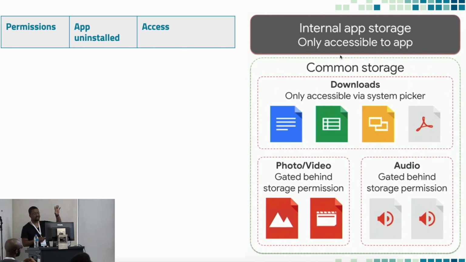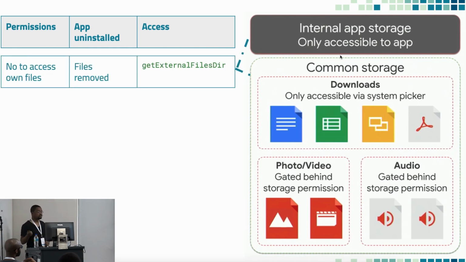Okay. Internal app storage, that is not changing at the top there, only accessible to the app. And then you have the common storage area, which also contains the downloads, as well as the media store location, which is the photo, video, as well as the audio. Okay, so permissions: you do not need any permission to access your own files. When the app is uninstalled, the files will be removed. To access this, use getExternalFilesDir. So that's the method you will use to access your own files within the internal storage as well as the common storage.